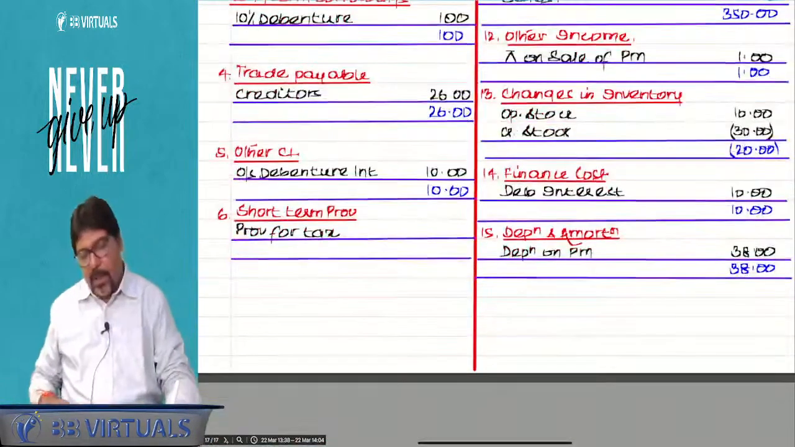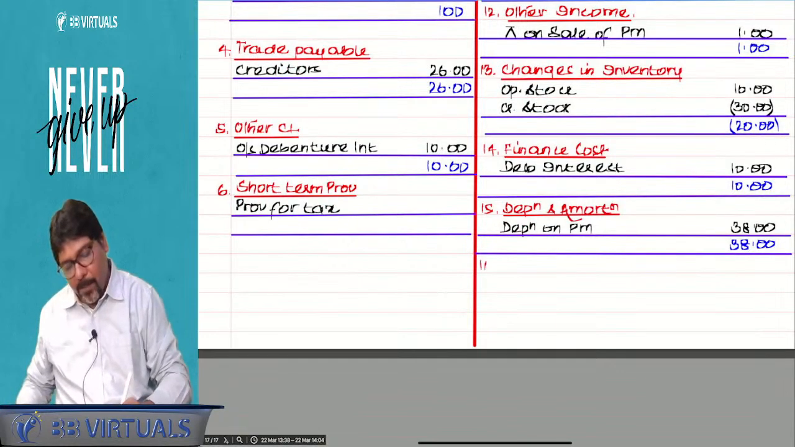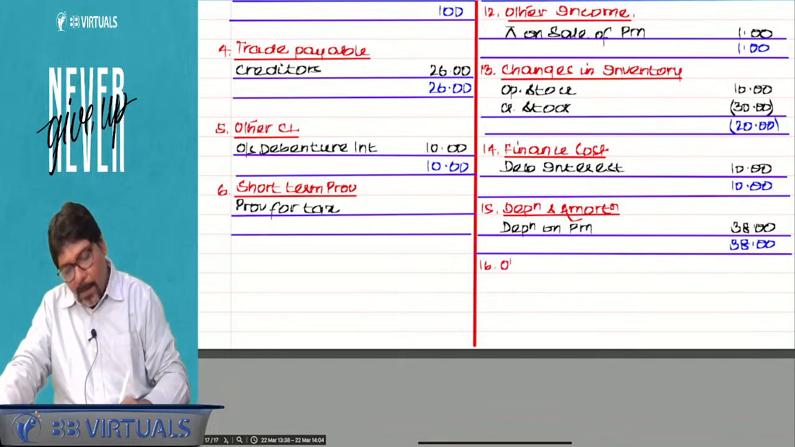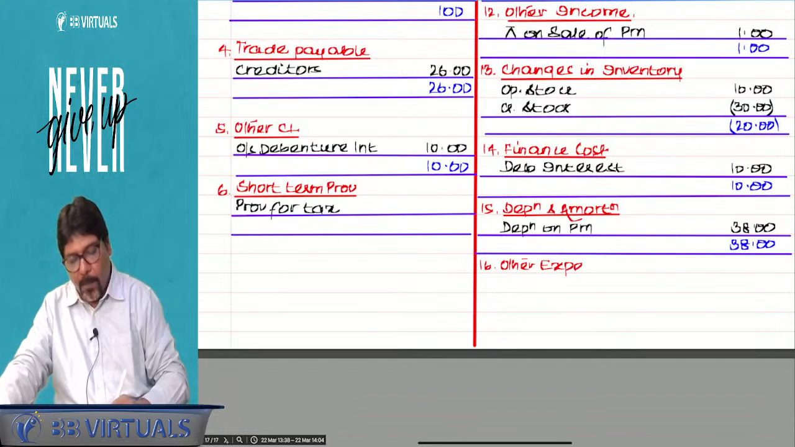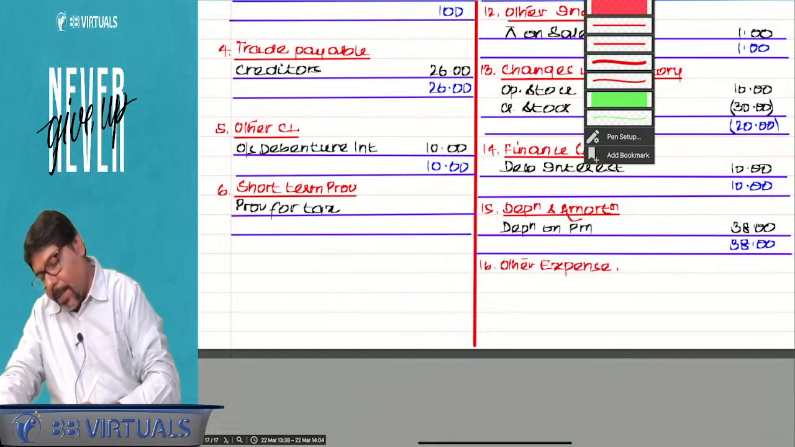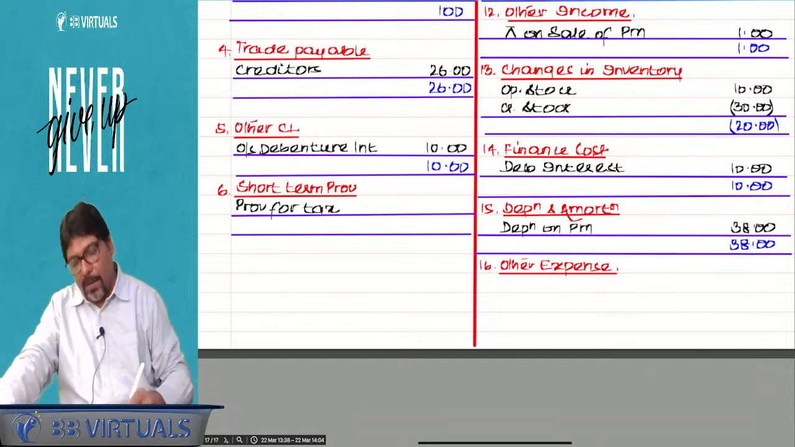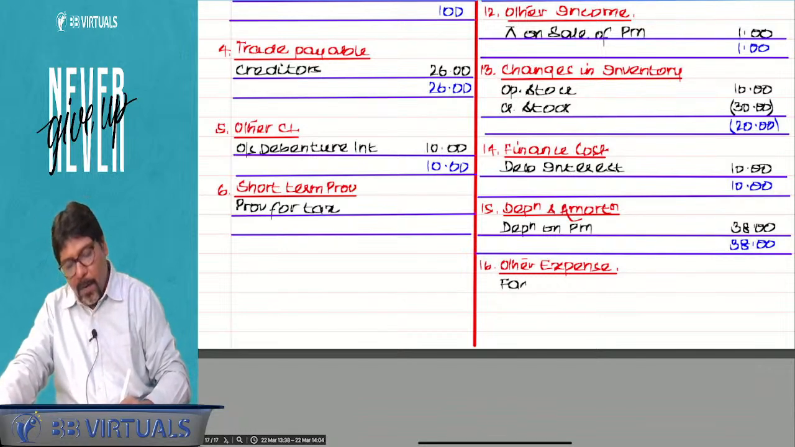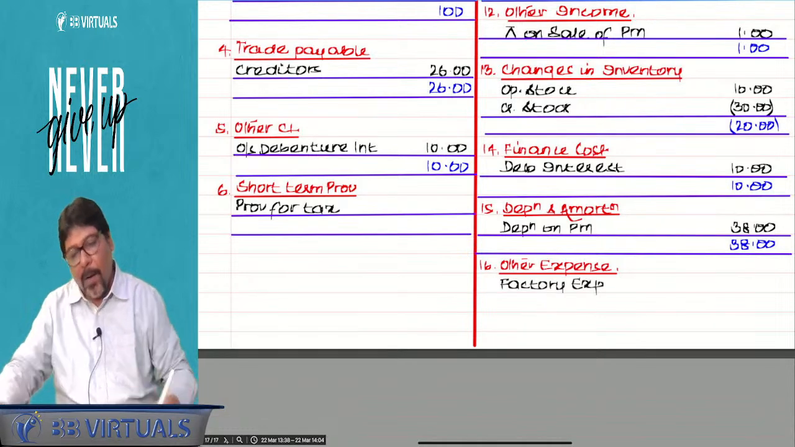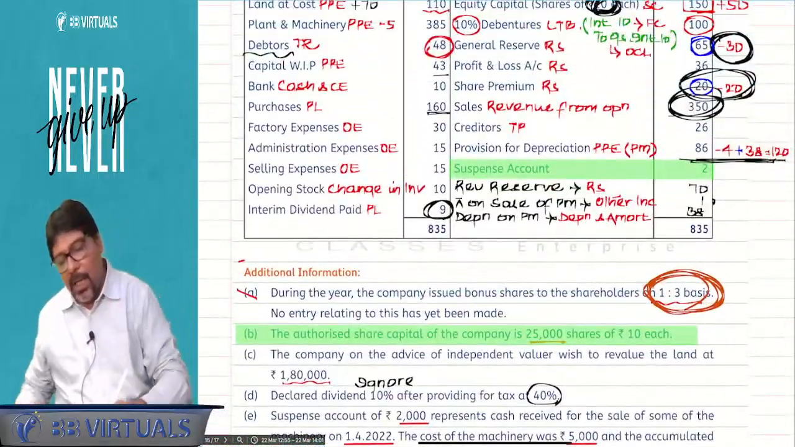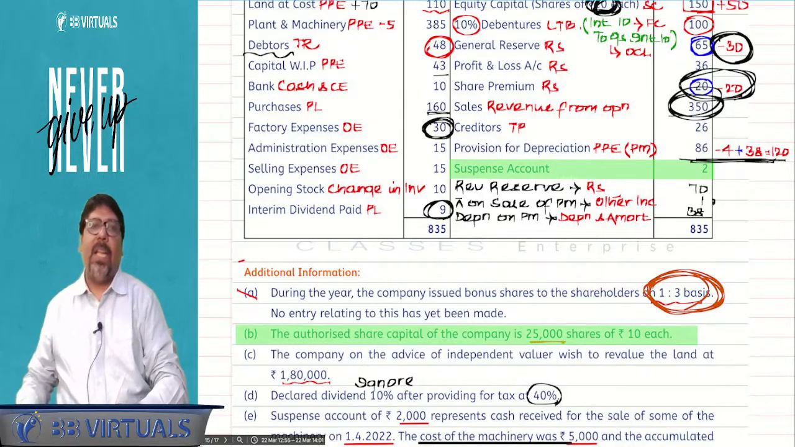Now, chartered, number 16. Number 16 is other expenses. Other expenses is how much? Other expenses, maybe I've got factory expense. Factory expense is how much? Factory, 30 rupees.